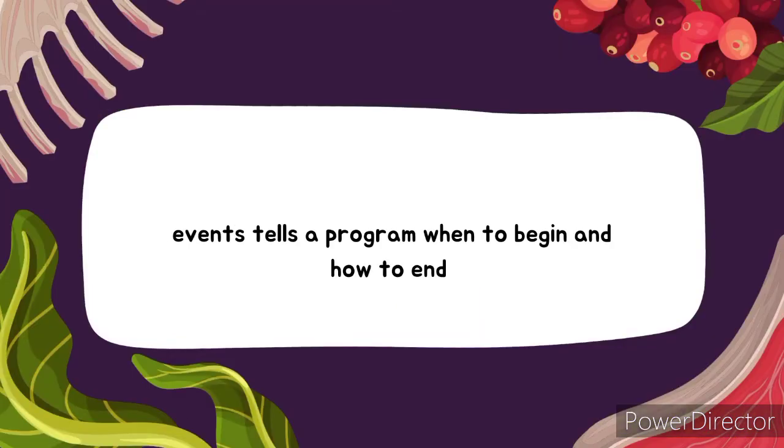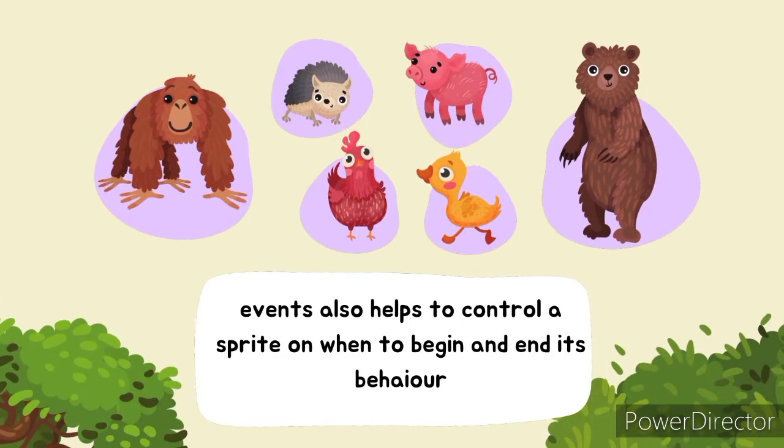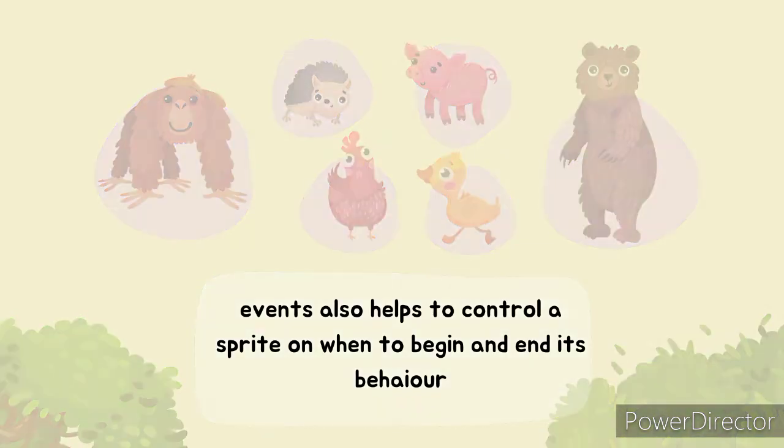An event tells a program when to begin or when to end. It is with an event that a program can perform properly because it knows when to begin and when to end. Event is very important in programming because it is an event that controls the sprites. Event works with behaviors, and it is what tells the sprite when to begin and to end, just as I have said earlier on.